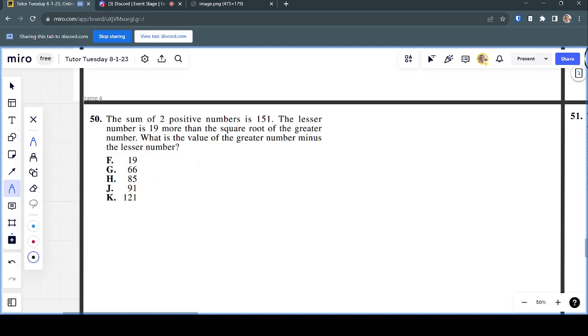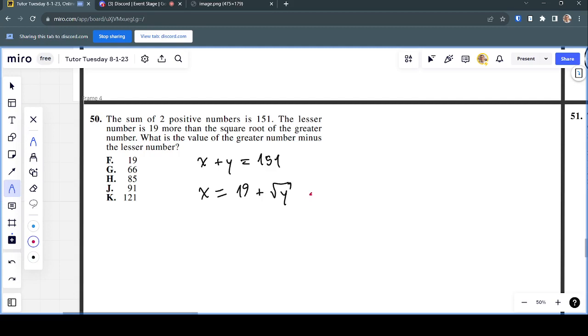So two positive numbers is 151, so x plus y, I could say, is 151. And then the lesser number, let's just arbitrarily set that as x. The lesser number is 19 more than the square root of the greater number. Okay, now that I have these two equations set up, that's basically all I need to solve for this equation.